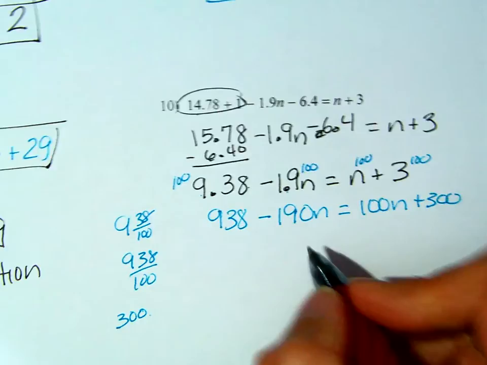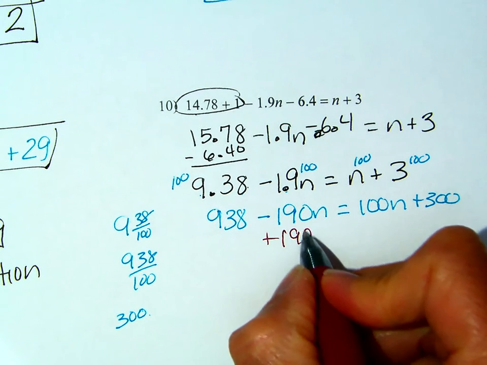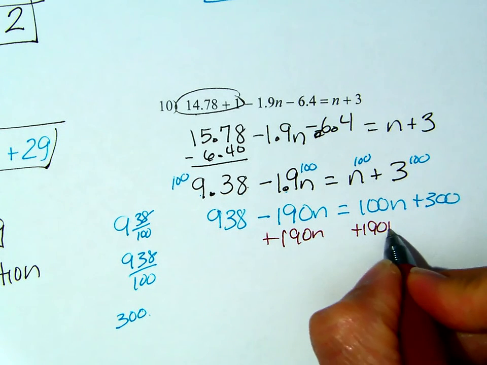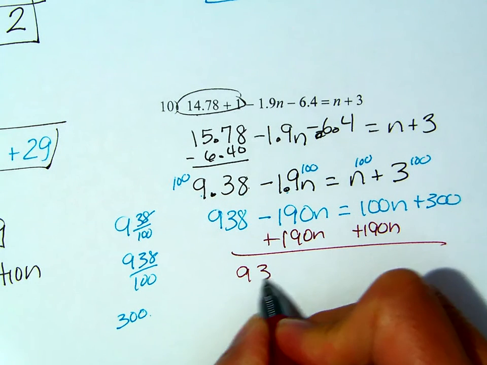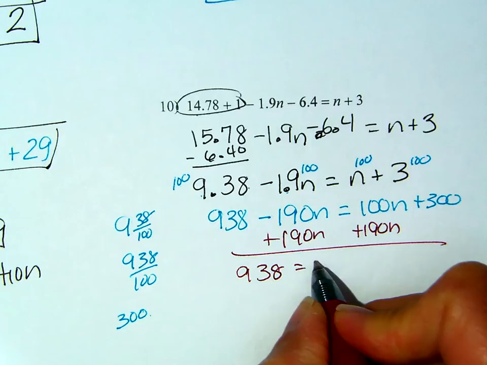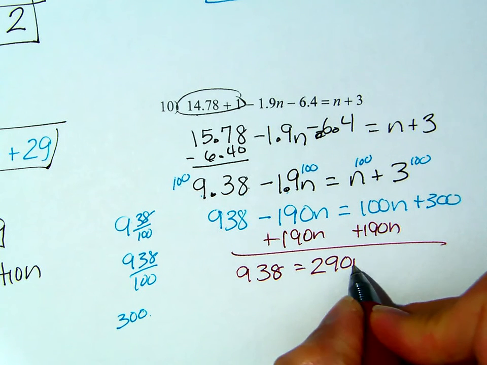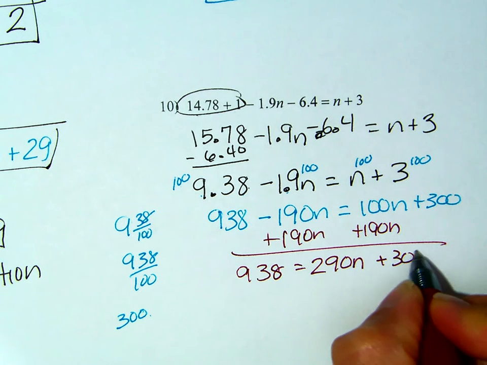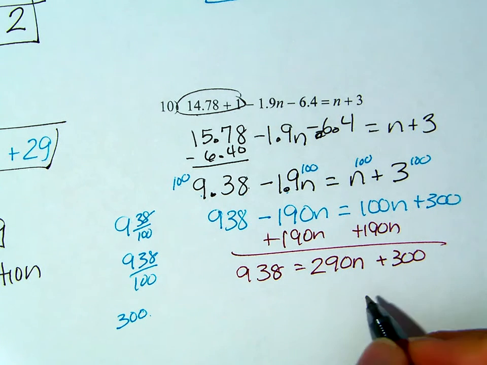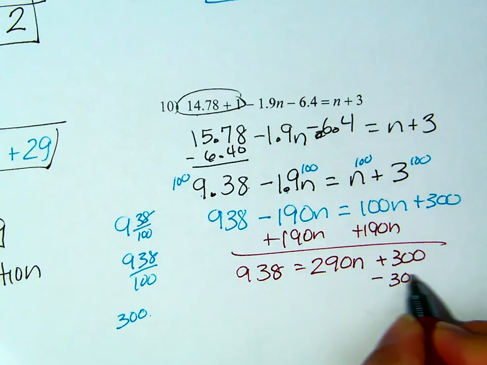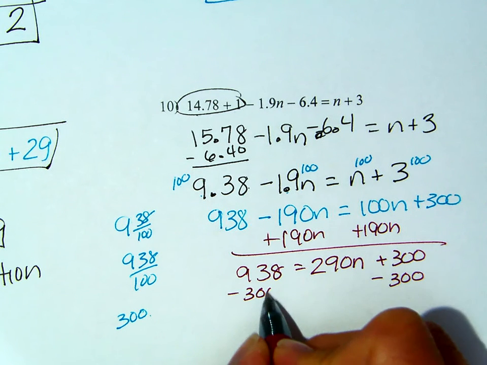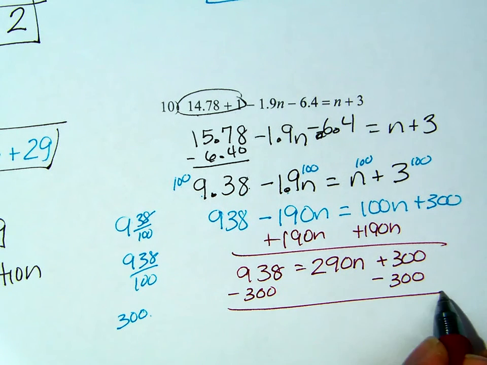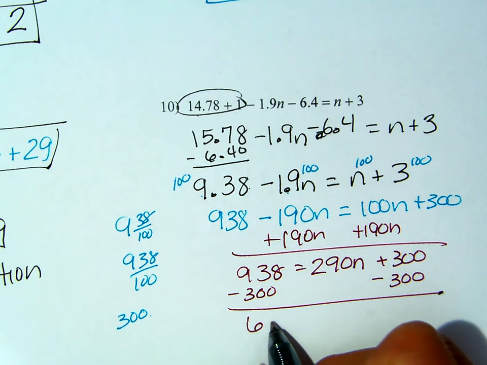But I'm going to add 190n to both sides. So now I have 938 equals 290n plus 300. And now I'm going to subtract 300, because I got all the n's on the right side. I'm going to get all the numbers on this side. So 638.